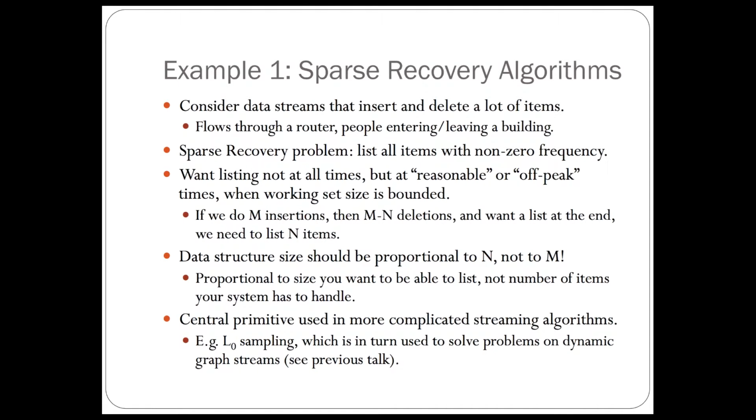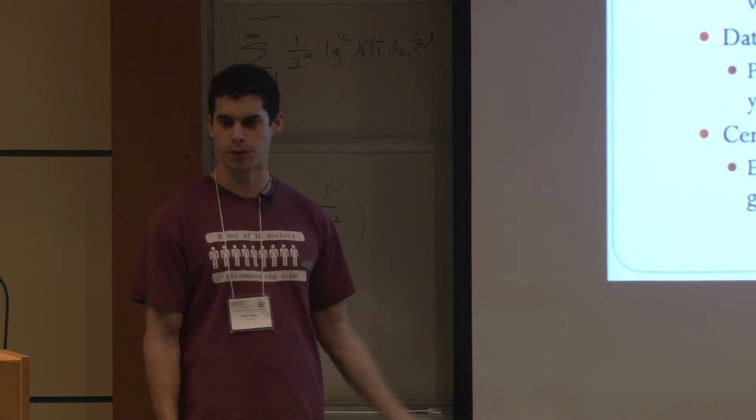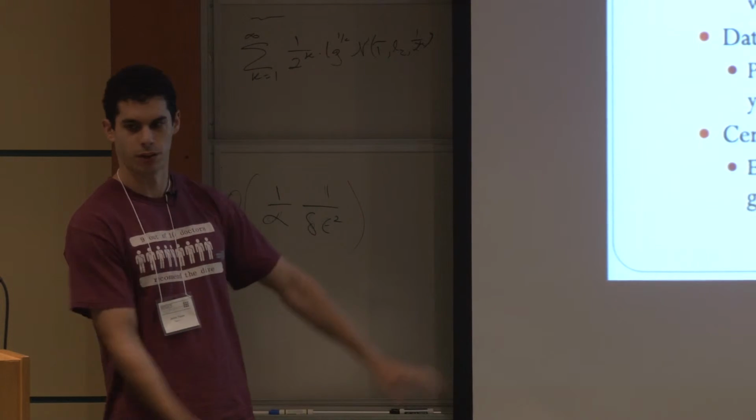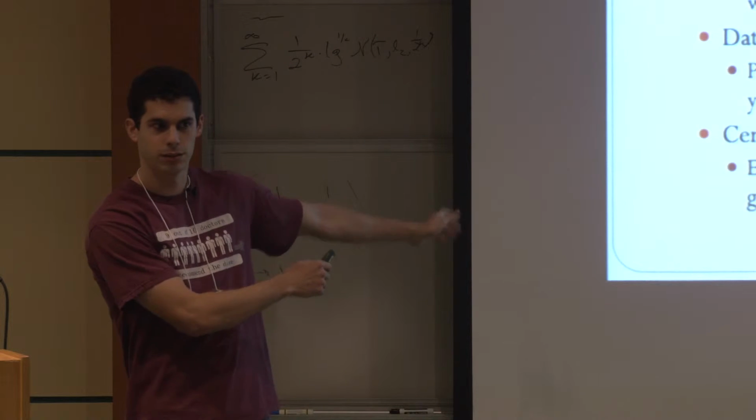If we do, let's say, n insertions in total and then n minus m deletions, and we want a list at the end, we only need to list the m items that remain. We want the size of our data structure to be proportional to m, the working set size, the number of items that remain, and not to n. So think of n as very, very large and m as quite small. Algorithms for this problem are a central primitive in more complicated streaming algorithms. For example, they're a central part of the L0 sampling algorithms that just appeared in Andrew's talk in several places. Is the problem definition clear?